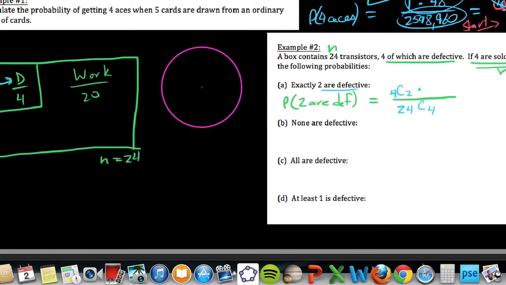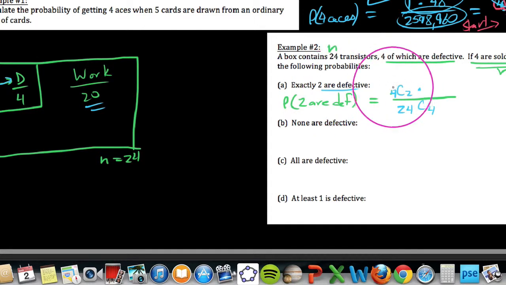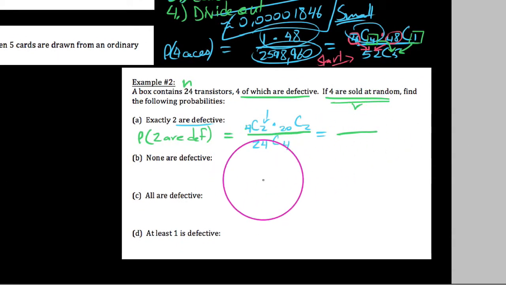Then of the 20 that work, how many do I want? Since we're getting 4 total, and I've already chosen 2 of them, of the other 20 I'm going to choose 2 of those. And so we just have to calculate these. As a matter of fact, that's the easy part. We've got calculators to do this for us.